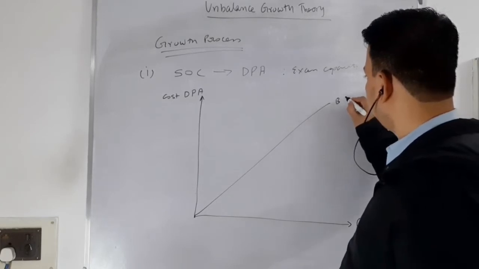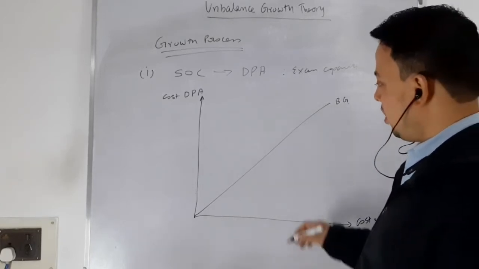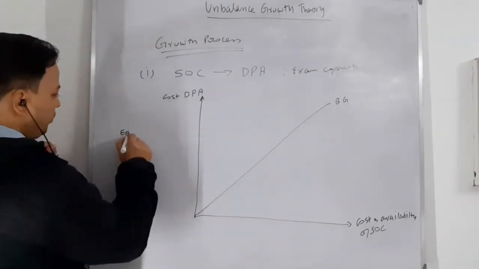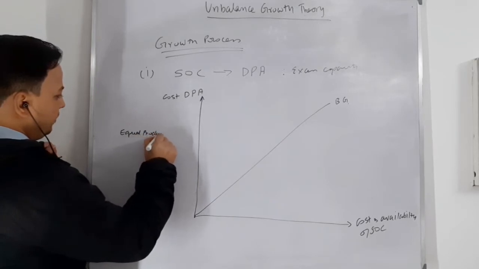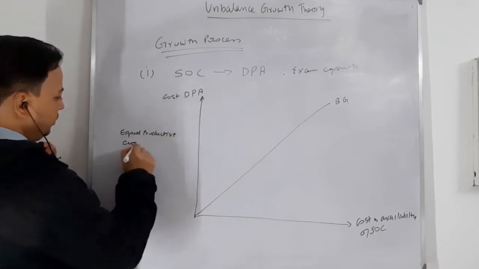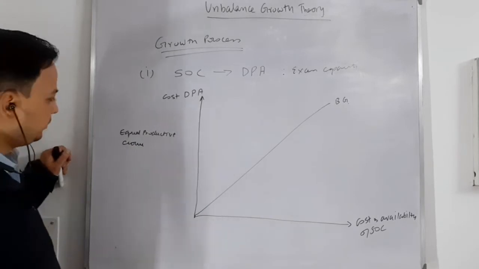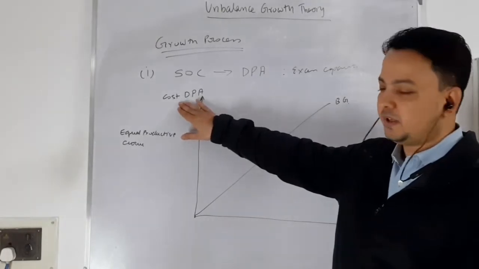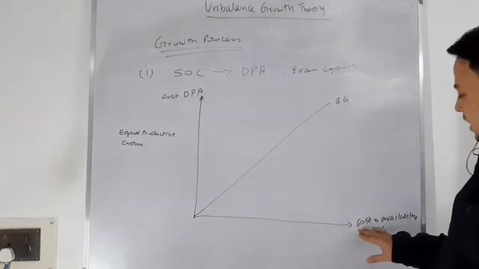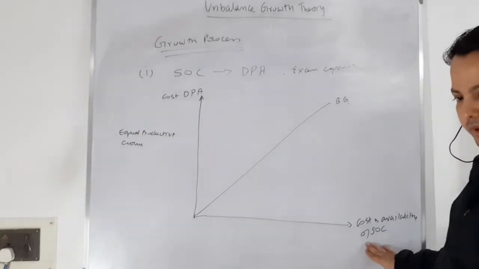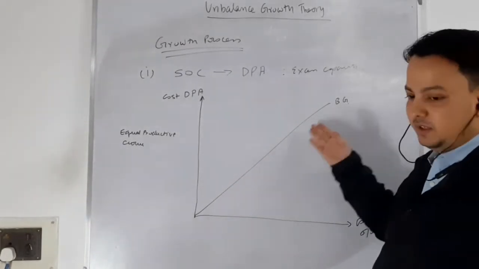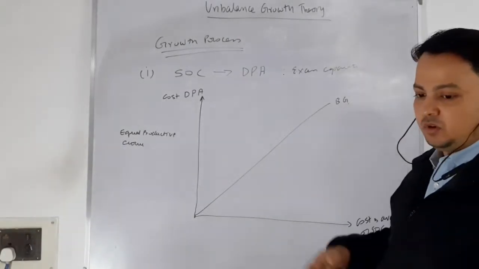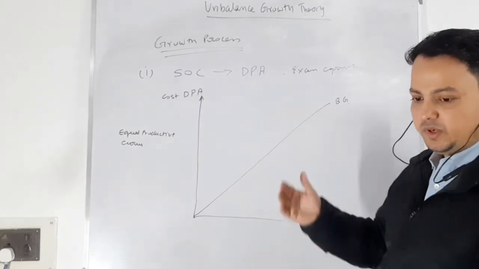I am drawing this proportion line from the origin. This is showing balanced growth. Now I am drawing the equal productive curve, or you can think in terms of isoproduct. Let me recapitulate what I am saying. Here I have taken cost of direct productive activity. Here I have taken cost and availability of the social overhead capital. I have drawn a proportional relationship between these two that represents my balanced growth. Because balanced growth is about proportional relationship. It is about equilibrium. It is about harmony.